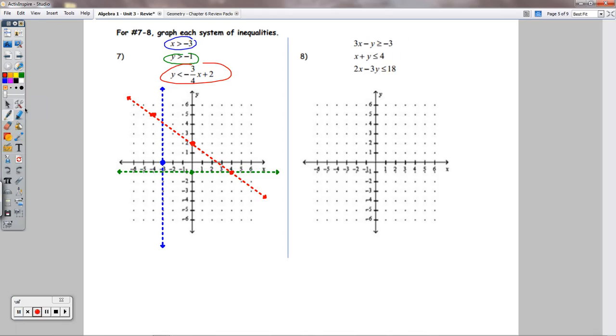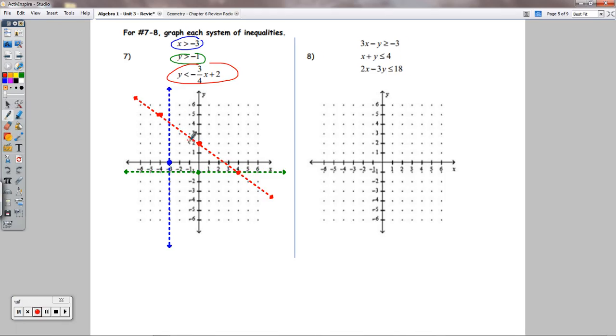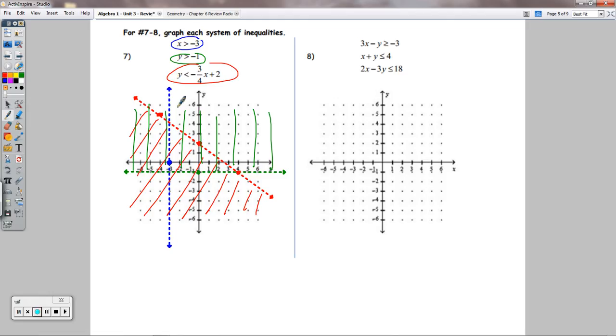So this red one would be shaded this way because we're saying y is less than that. So think of that as a roof, shade below the roof. With the green one there, we're shading above that line, and the blue one, we are shading above that line, but we don't really have above with a vertical line, so we shade to the right. Things that are bigger than negative 3, x value wise, would be to the right.